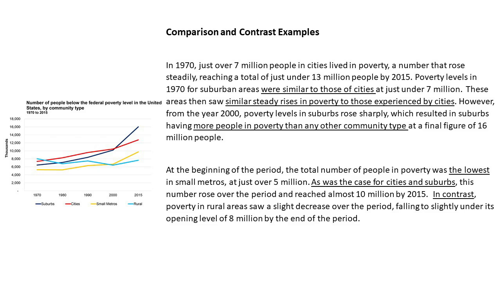That's kind of contrasting within data. But anyway, we'll skip past that. But yeah, in contrast, comparative language. Poverty in rural areas saw a slight decrease over the period, falling to slightly under its opening level of 8 million by the end of the period. There you go. Let's move on to some key vocabulary that I think is useful.